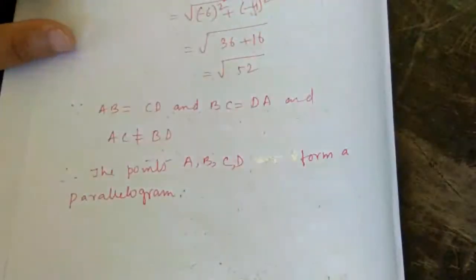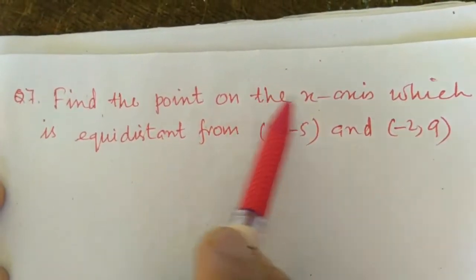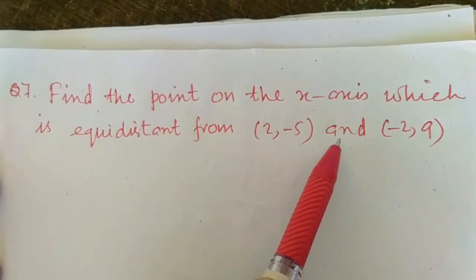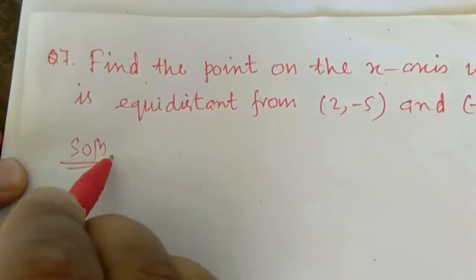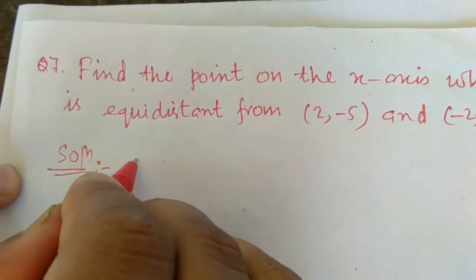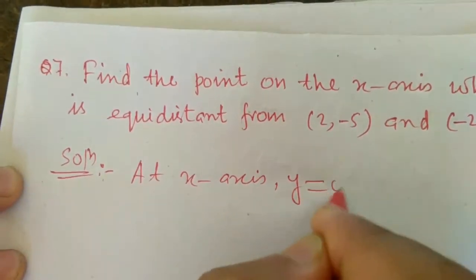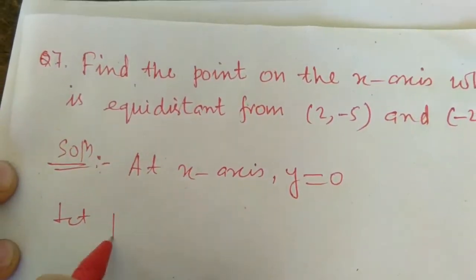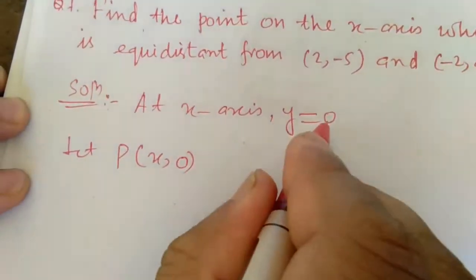Okay. Question number 7, and this is the last question for today. Find the point on the x-axis which is equidistant from 2, -5 and -2, 9. So solution. Here the x-axis is given. What axis is given? X-axis. If it is the x-axis, you would write like this: at x-axis y equal to 0. Equation of x-axis is y equal to 0. Now let P be x comma 0, value of y is 0.